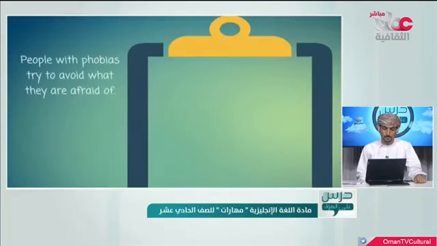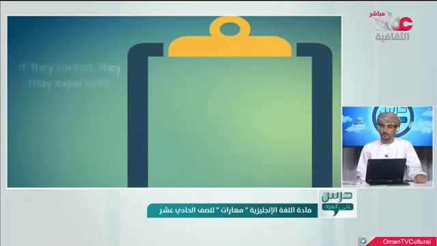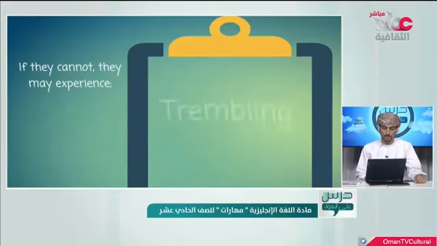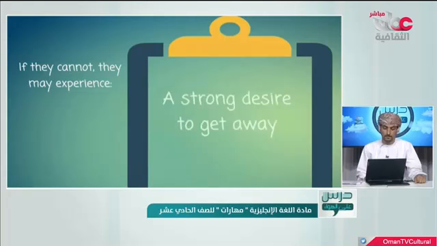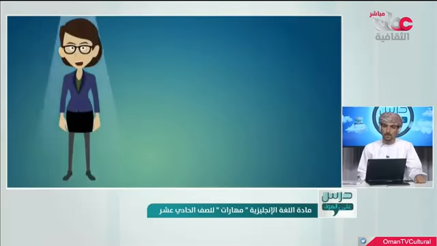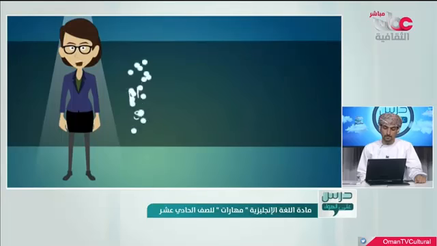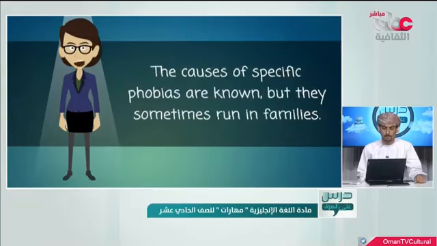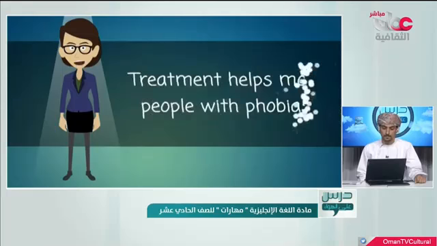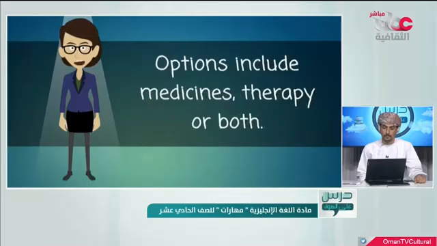People with phobias try to avoid what they are afraid of. If they cannot, they may experience panic and fear, rapid heartbeat, shortness of breath, trembling, a strong desire to get away. Phobias usually start in children or teens and continue into adulthood. The causes of specific phobias are known, but they sometimes run in families. Treatment helps most people with phobias. Options include medicines, therapy, or both.